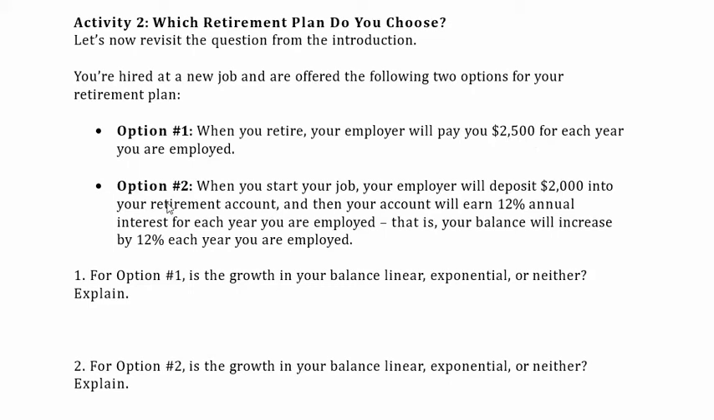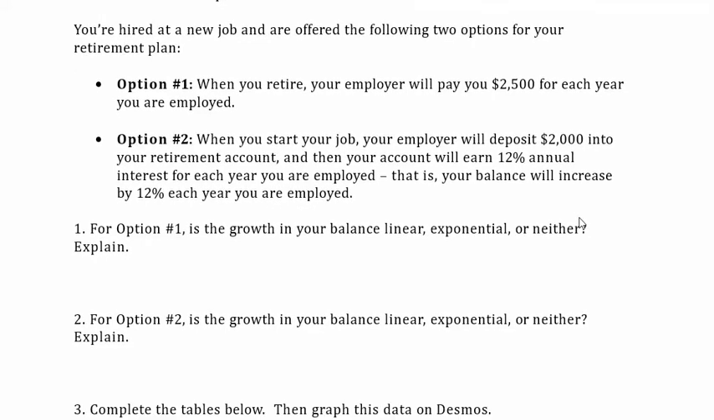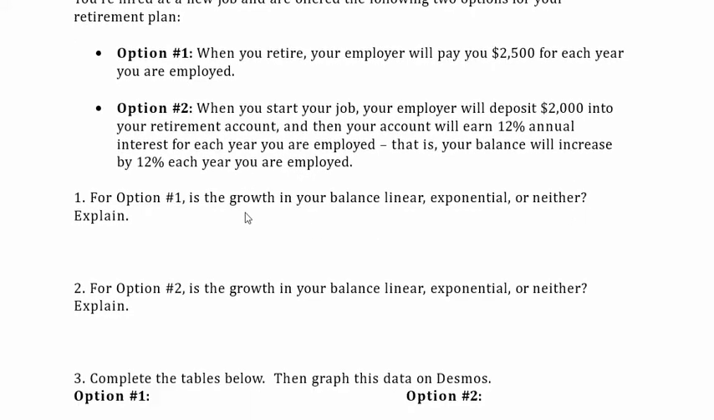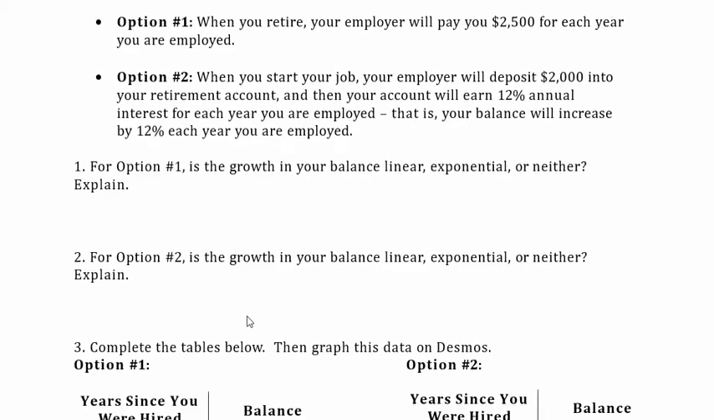Option 2, when you start your job, your employer will deposit $2,000 into your retirement account, and then your account will earn 12% annual interest for each year you're employed. That is, your balance will increase by 12% each year you're employed. So here we have a percent growth. All right, for option 1, is the growth in your balance linear, exponential, or neither? And same thing for option 2. Pause the video and answer those questions and restart the video when you have it.